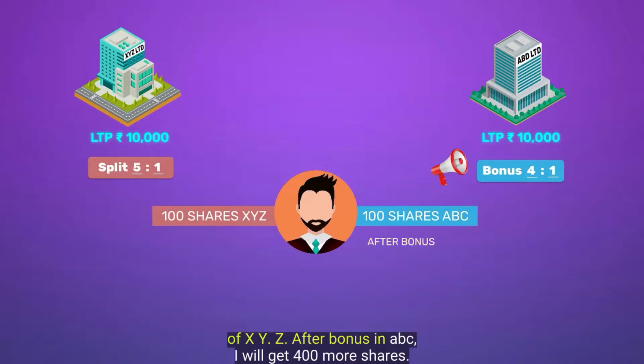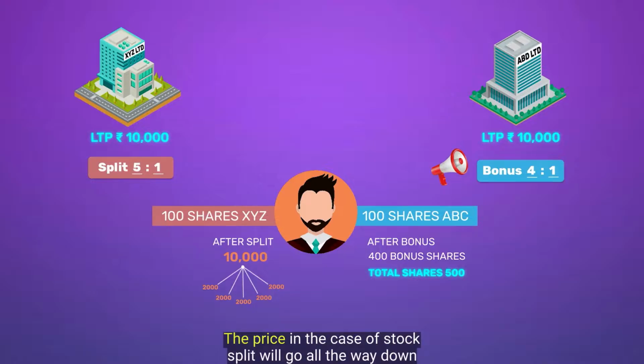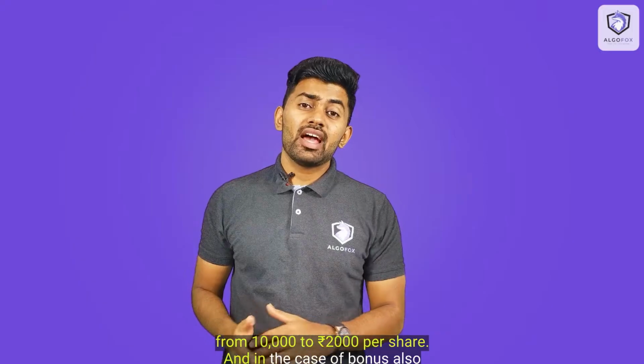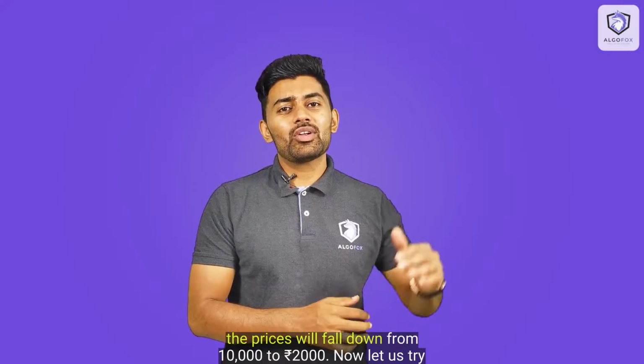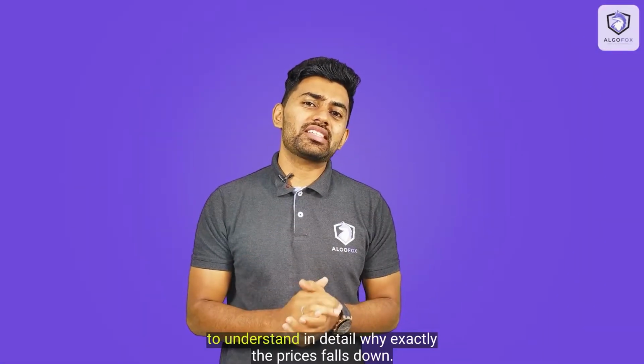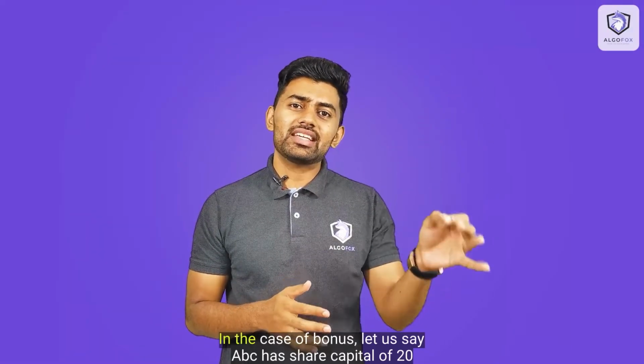After bonus, in ABC I will get 400 more shares, and in the case of stock split also I'll get 400 more shares. The price in the case of stock split will go all the way down from 10,000 to 2,000 rupees per share, and in the case of bonus also the prices will fall down from 10,000 to 2,000 rupees. Now let us try to understand in detail why exactly the prices fall down in the case of bonus.